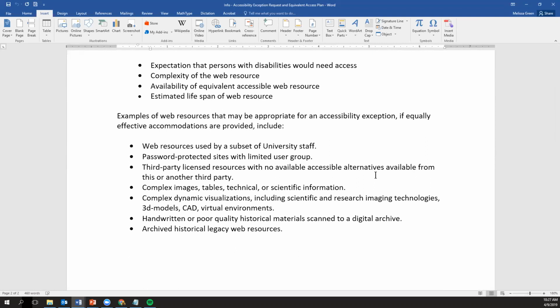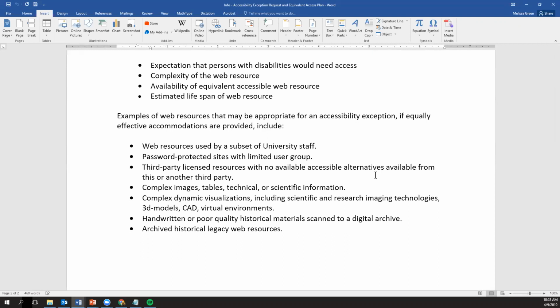Third-party licensed resources with no available accessible alternatives from the third party that you're already working with or another third party. This is the one I think we've probably been getting the most questions about. So a lot of us contract with or purchase the services of third-party providers. Well, we choose accessible when possible, but what if there is no fully accessible choice? This is when we might seek an exception and identify a plan for making information available through another path.